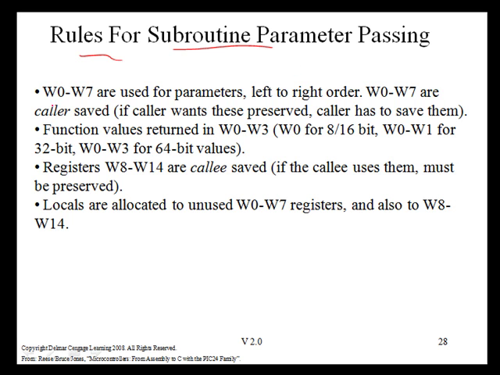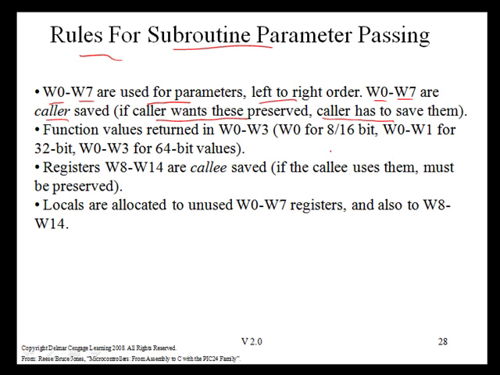First of all, registers W0 through W7 are used for passing parameters, in left to right order. W0 to W7 are also caller saved. The caller is the code that calls the subroutine. What that means is that the caller wants these registers preserved, and by preserved it means the same values will be in them once the subroutine returns. Then the caller has to save them. How do you save them? You can push them on the stack before you do the subroutine call, and then pop them off the stack after the subroutine call.